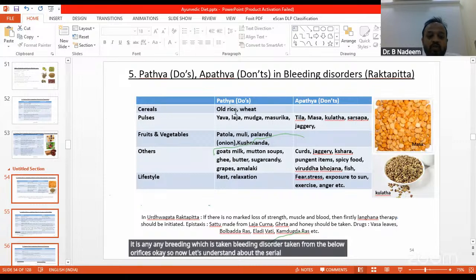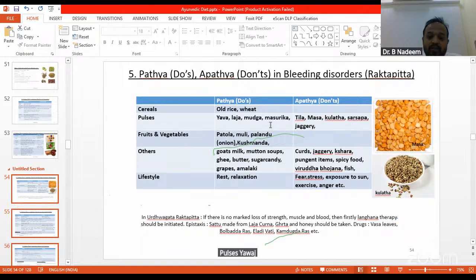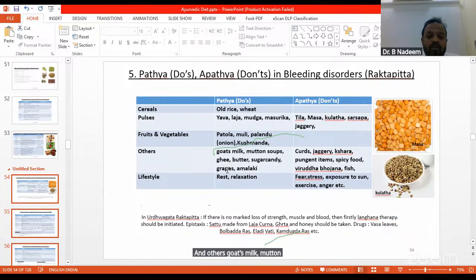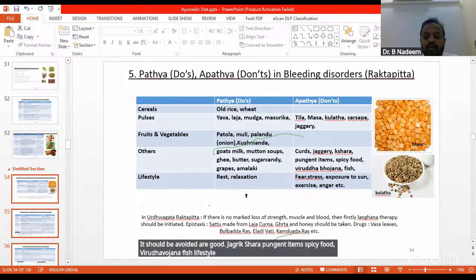Cereals are old rice and wheat. Pulses: yava, laja, mudga, masurika are good. And fruits and vegetables: patola, muli, that is onion, palandu, kushmanda. And others: goat's milk, mutton soup, ghee, butter, sugar candy, grapes, amalaki. What should be avoided are curds, jaggery, kshara, pungent items, spicy food, viruddha bhojana, fish. Lifestyle: rest and relaxation. Avoid fear, stress, exposure to sun, exercise, and anger.